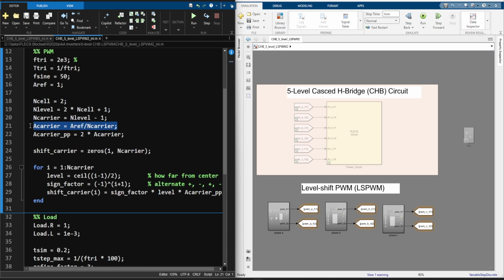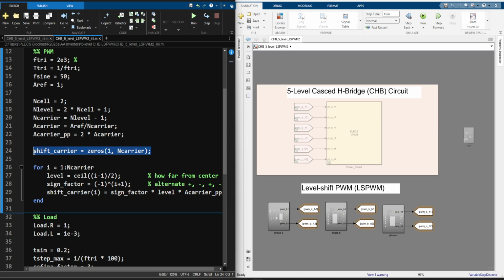Here, the carrier amplitude is the amplitude of the carrier wave. If we have the reference maximum value at 1 to keep the linear modulation, it's 1 divided by the number of carriers. That gives us the amplitude of the carrier waves, which is 0.25 in this case. And for the implementation in the MATLAB function, I also take an auxiliary variable, carrier peak to peak, which is double the carrier waveform amplitude.